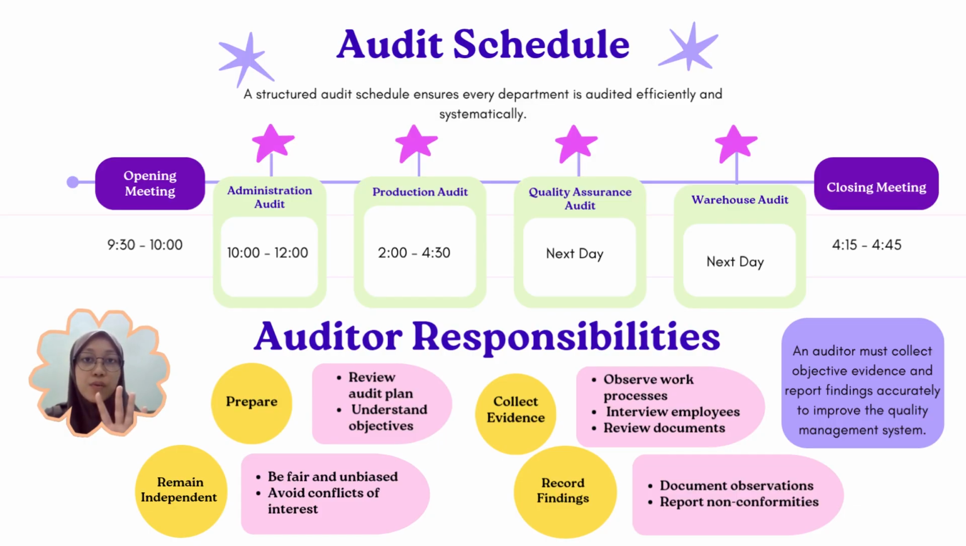An auditor has four main responsibilities. First, prepare by reviewing the audit plan. Second, collect evidence through observation, interviews, and document review. Third, remain independent and unbiased during the audit. And finally, record all findings accurately so the company can take corrective action and improve its quality system.